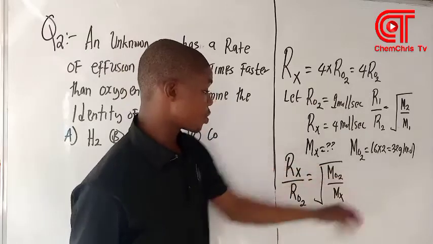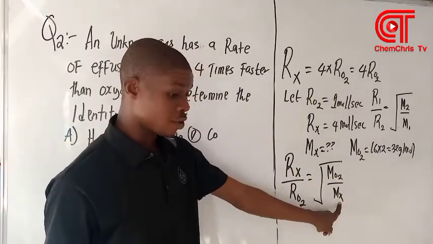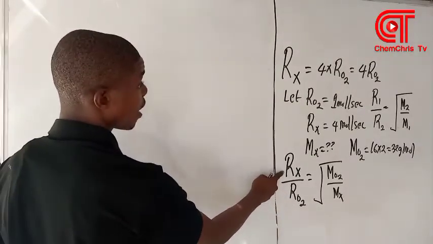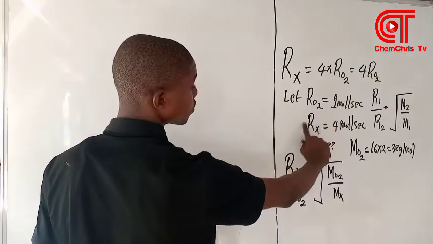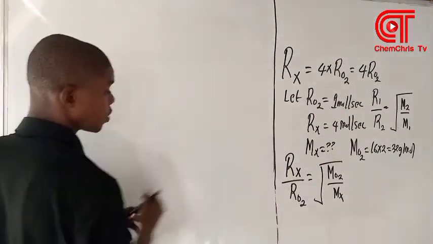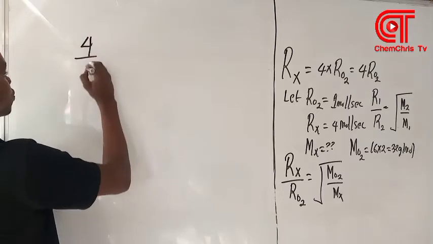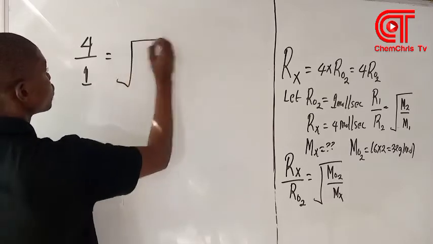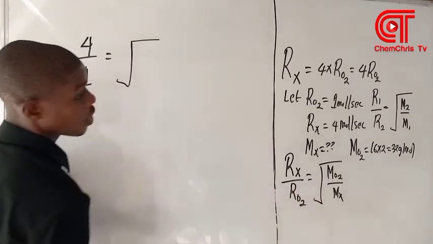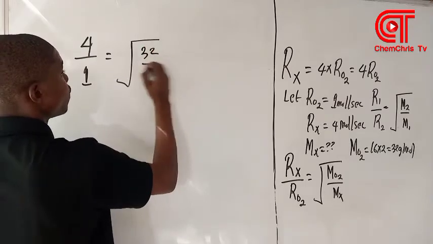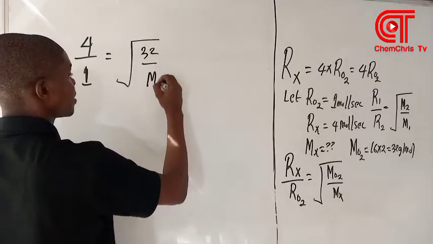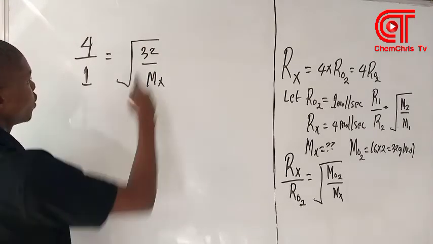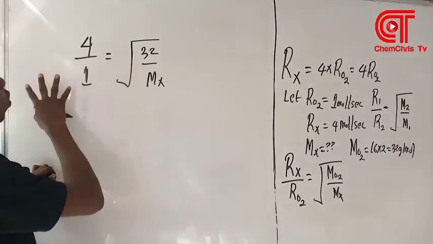So what I have to do is substitute our values and look for the molar mass of X. The rate of X is 4, so it's 4 over 1, because the rate of oxygen gas is 1, equals the square root of 32 over M of X. Now I want to remove this square root, so we square both sides.